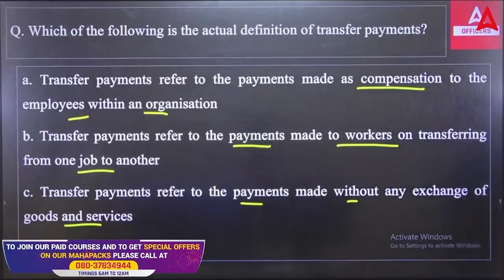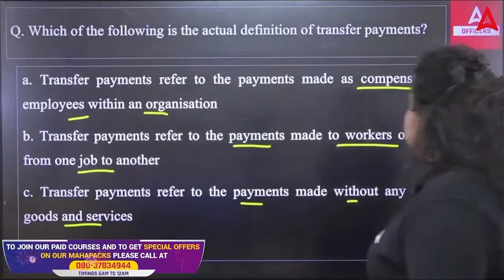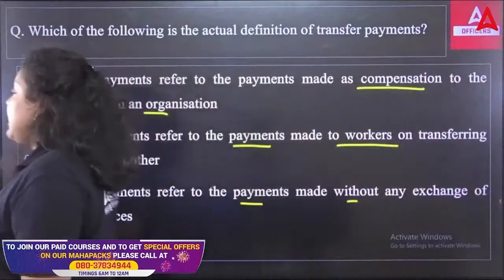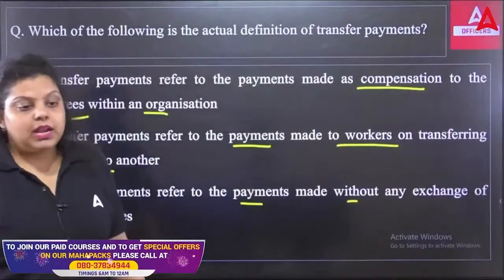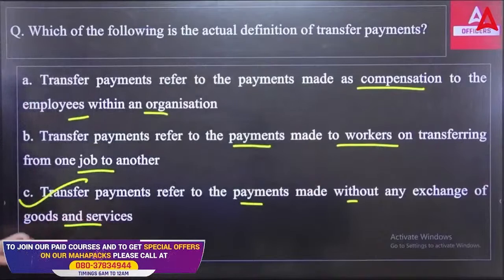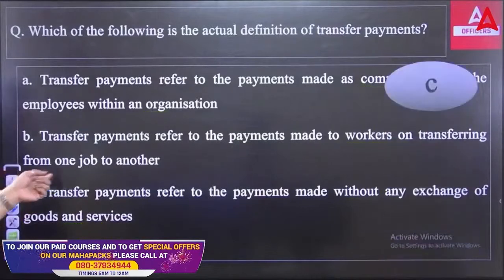So transfer payment is simply the payment made without any exchange of goods and services, like your pension. Like your pension, you haven't exchanged anything, but still after the job you are getting your pension. That's a transfer payment here. So the right answer will be C option.